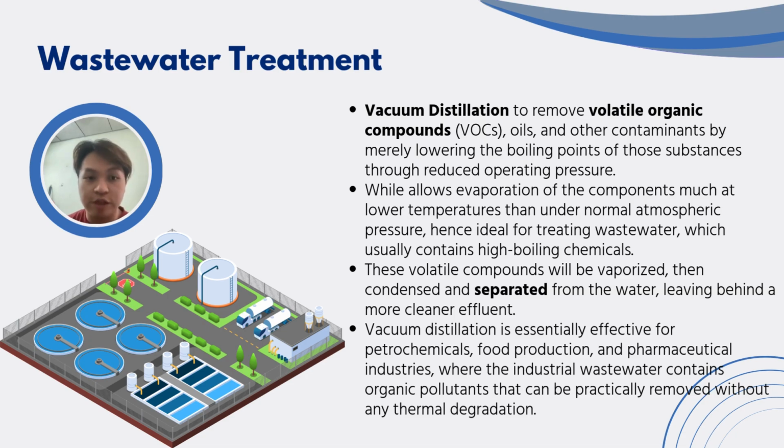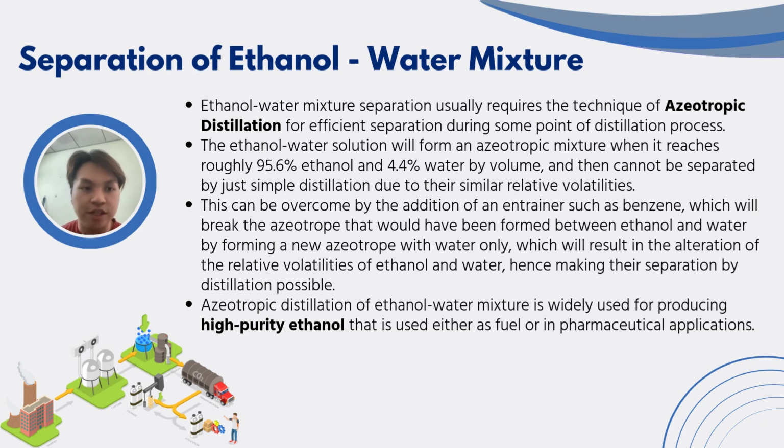First of all, it's the wastewater treatment. In wastewater treatment, we use distillation to remove the volatile organic compounds from the wastewater itself. By applying vacuum distillation, it helps us to separate, vaporize and condense the volatile organic compounds, oil or other contaminants at a much lower temperature than their normal boiling point, by lowering the operational pressure itself.